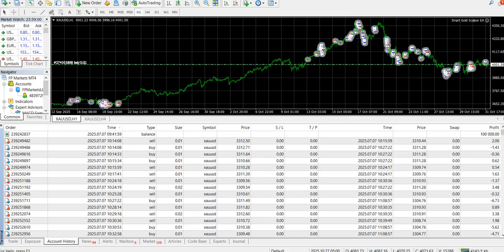Today we are going to review our smart gold scalper. It is a gold scalping expert advisor used to monetize small gold market movements. It has many entry and exit criteria, and this is specifically for gold, and the minimum requirement to trade with this expert advisor is 50,000 cents.